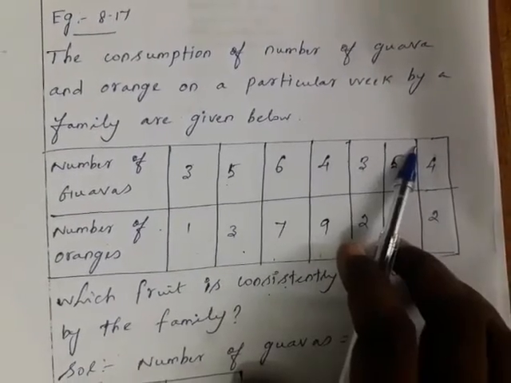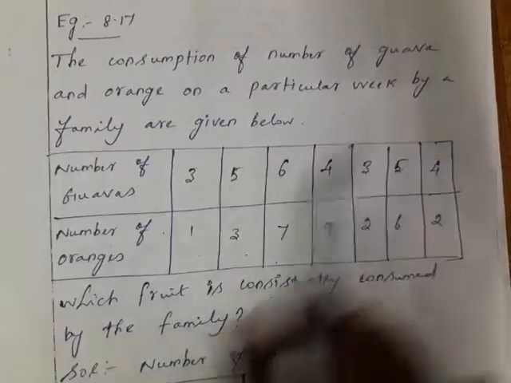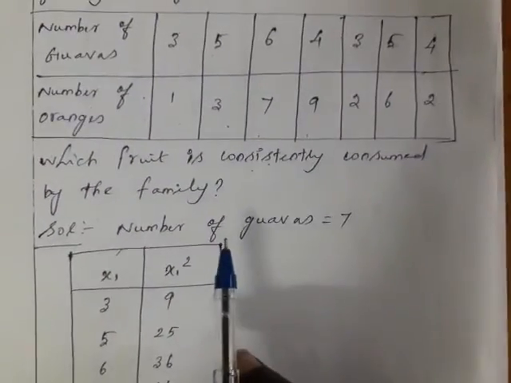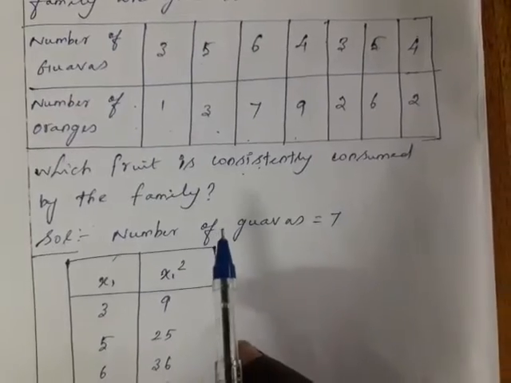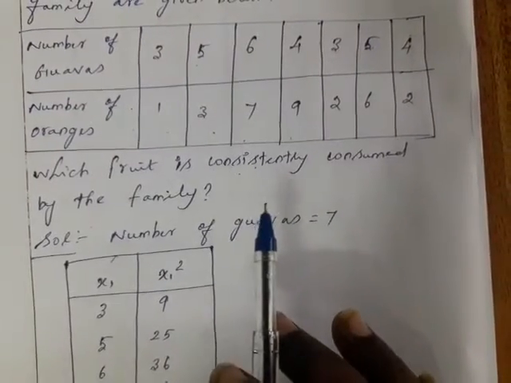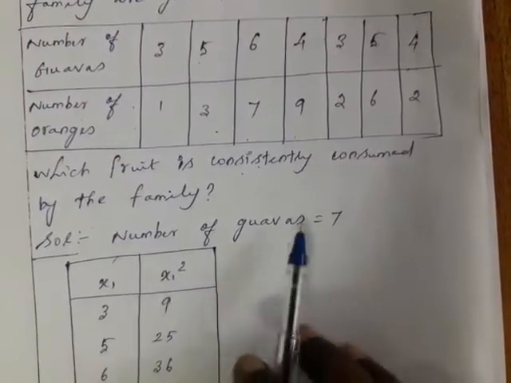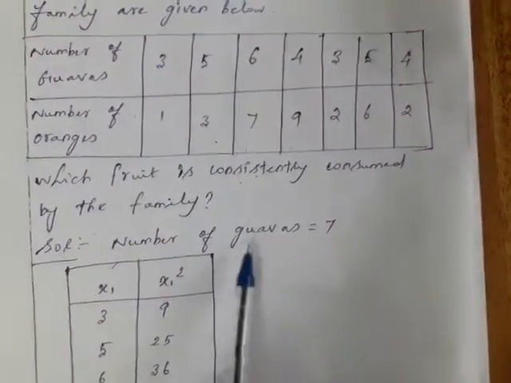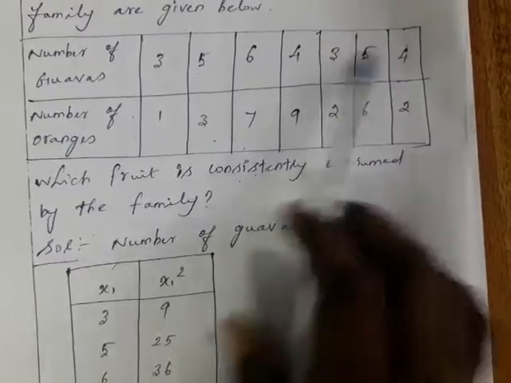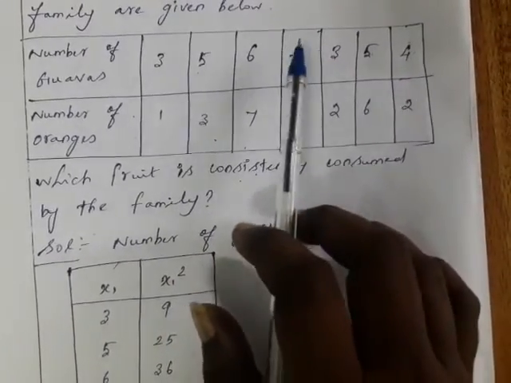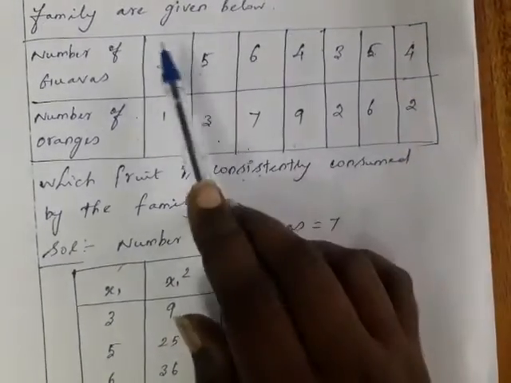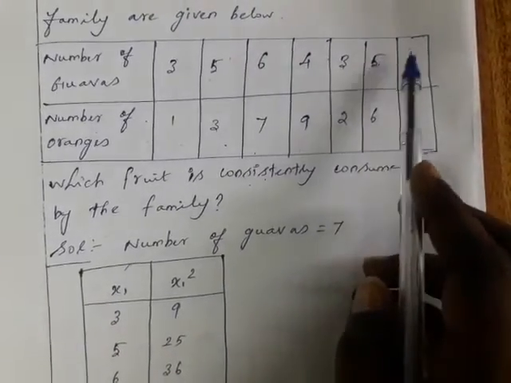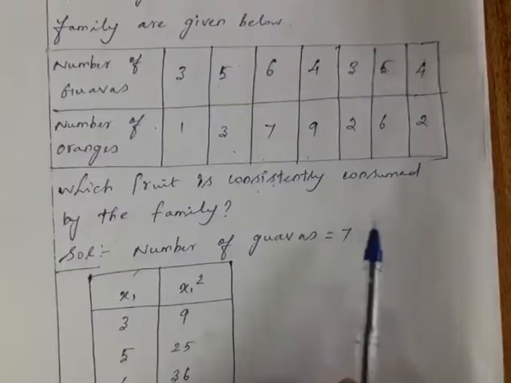So number of guavas, number of oranges are given. Which fruit is more consistent, we have to find out. First we have to find out the number of guavas. Number of guavas here means don't consider how many guavas, but how many days they are having the guavas. So first day, second day, third day, fourth day, fifth day, sixth day, seventh day. So n is 7.